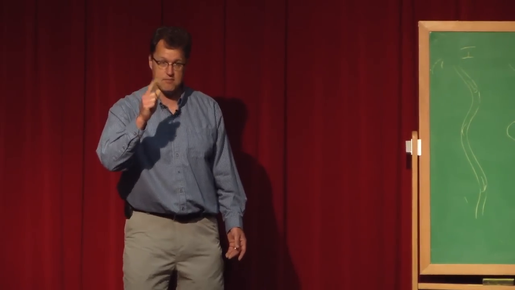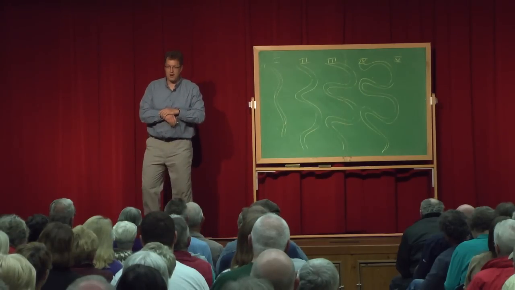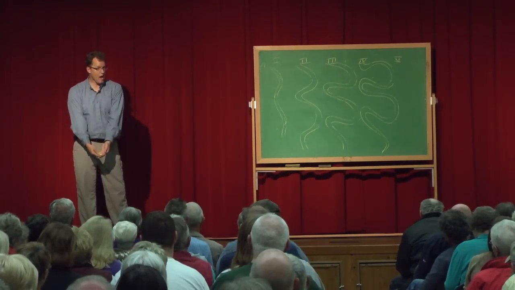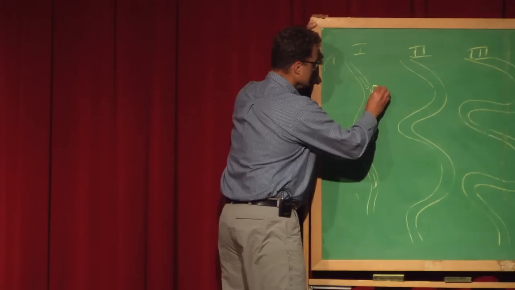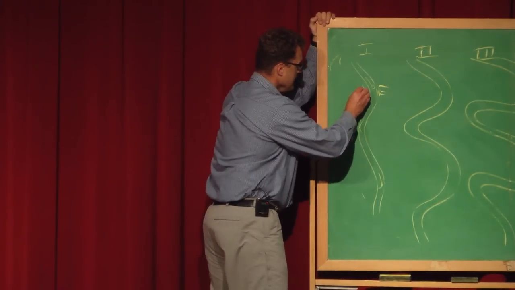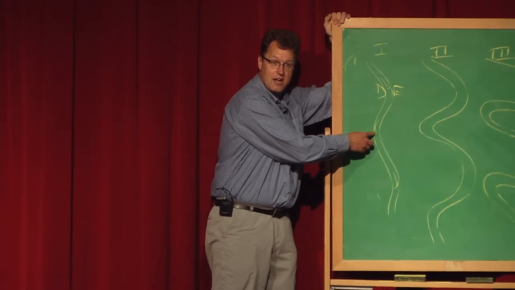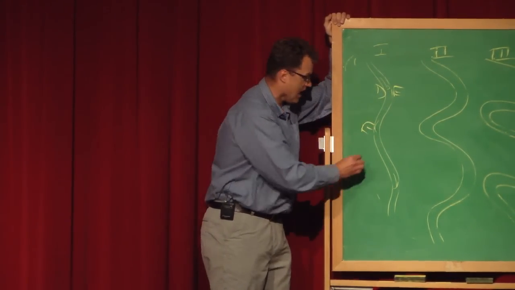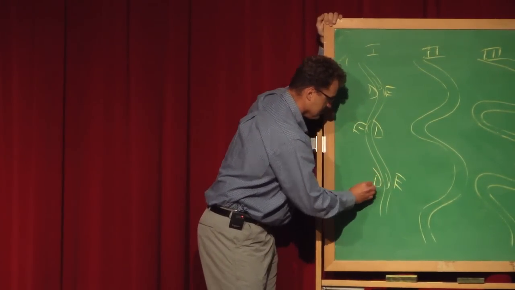At the same time, we've got sluggish water hugging the inside of the curve. Sluggish water means we're going to drop stuff that the river is carrying. So we're going to have erosion on the outside of the curve and deposition on the inside of the curve. Let's go to the next curve. It's the opposite. So now we have erosion on the outside, deposition on the inside.